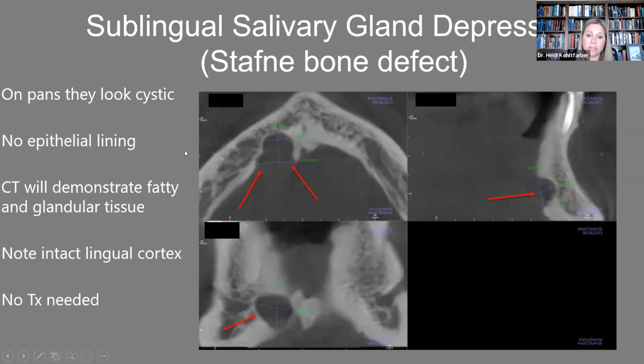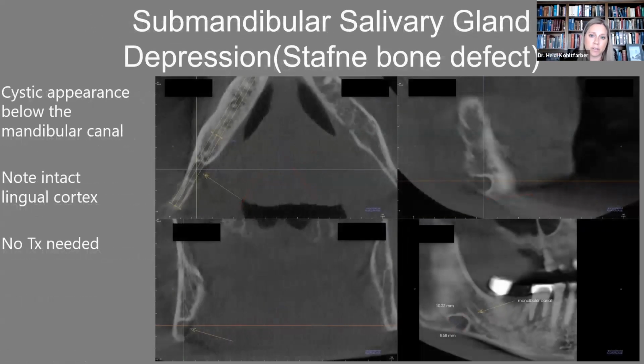These are not epithelial lined. They can look cystic. Obviously, this was of great concern, but their CTs will show fatty and glandular tissues. It is idiopathic. We don't know exactly what causes this. There's a host of different theories, but in reality, we really don't know exactly what causes this. No treatment is needed. So seeing this nice, thick, intact cortical border, or seeing our thick cortical borders, is fairly pathognomonic for this. And of course, the location.